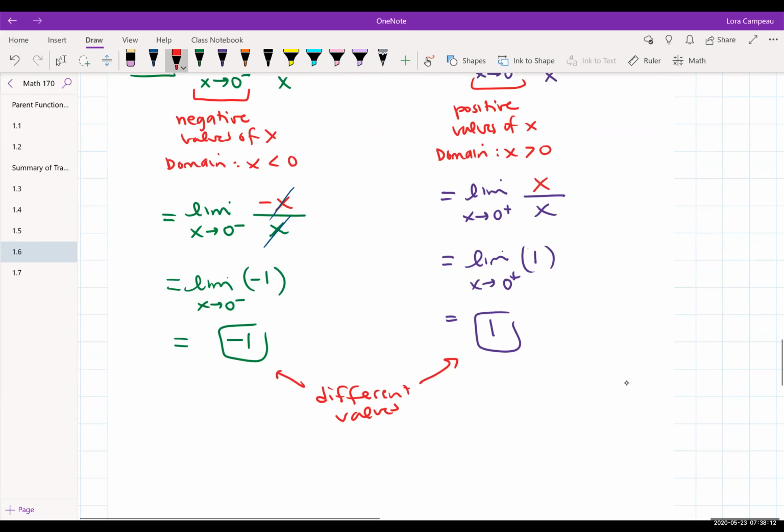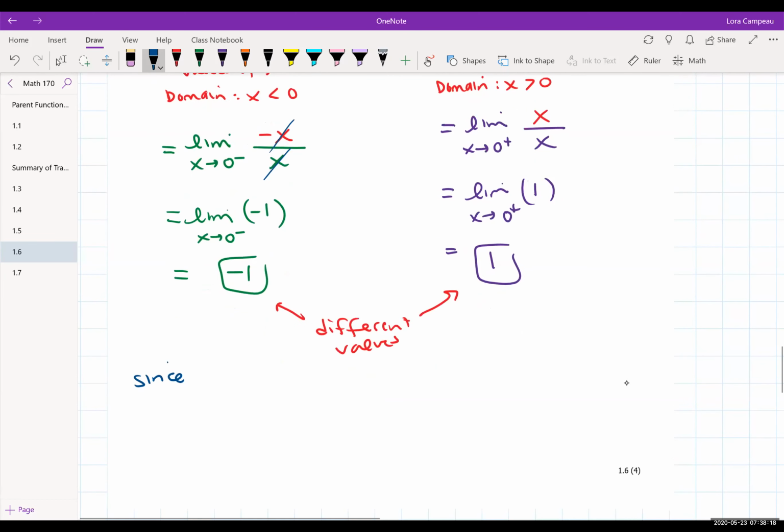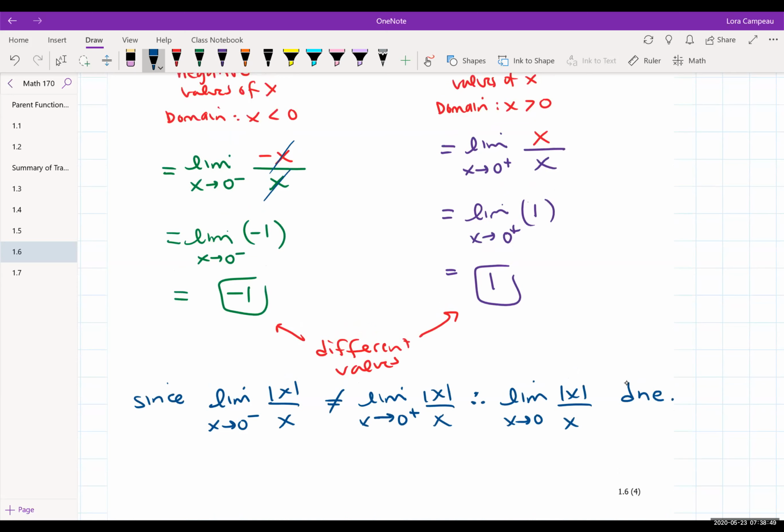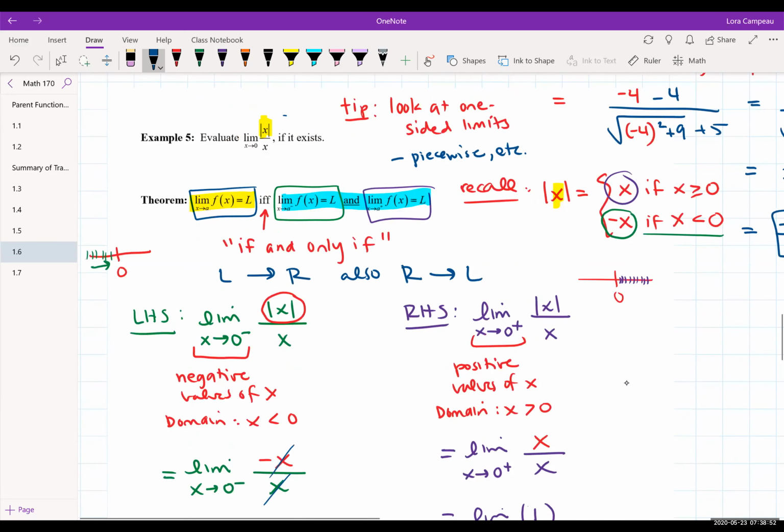So what does that tell us? I'll summarize it mathematically. If you tried the limit as x approaches 0 from the negative side, you notice that it was not equal to the limit as x approaches 0 from the positive side. We would say the limit as x approaches 0 in general of this function does not exist. So all that work just to figure out that it doesn't exist.